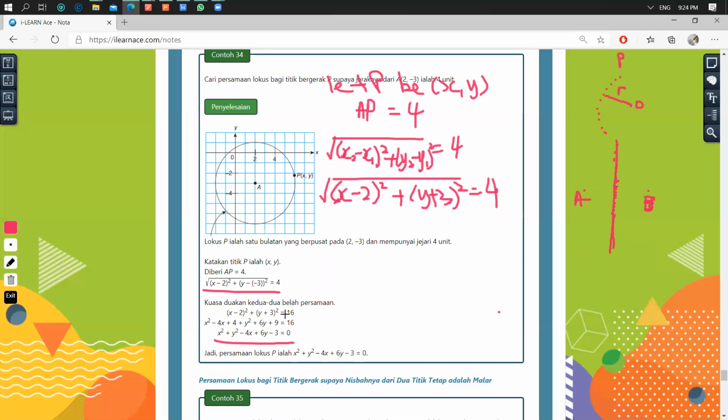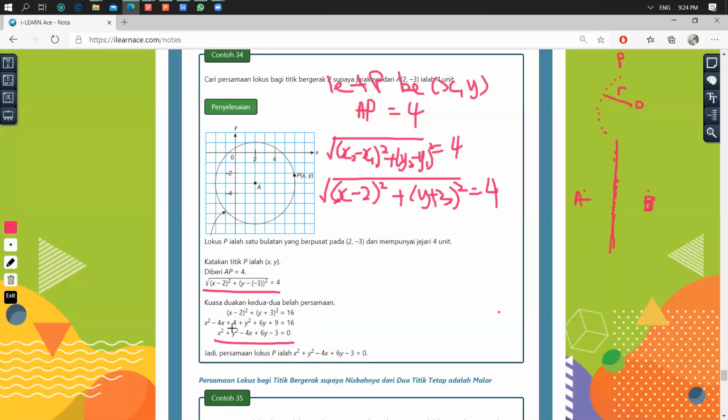Then the square root will be gone here and then 4 will be squared. So that's 16. Then open the bracket. Open x minus 2 square. That will be x squared minus 4x plus 4. Then open this square. They will get y squared plus 6y plus 9, okay, equals 16.